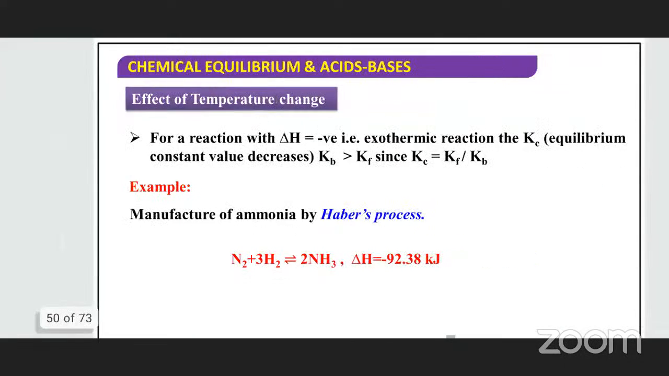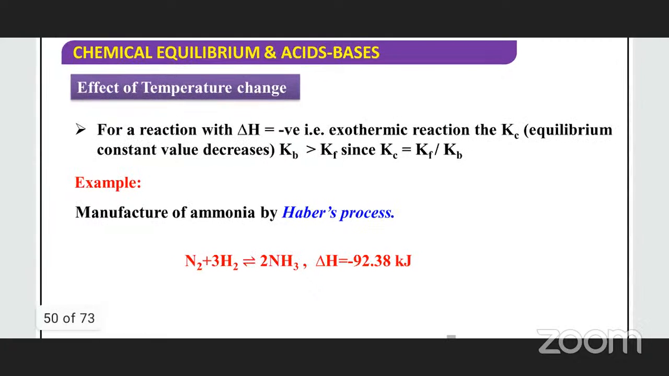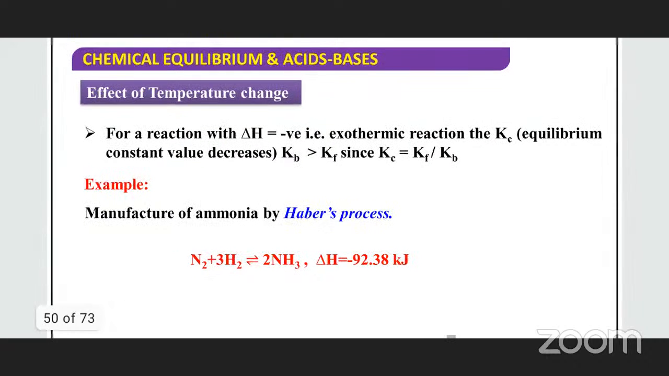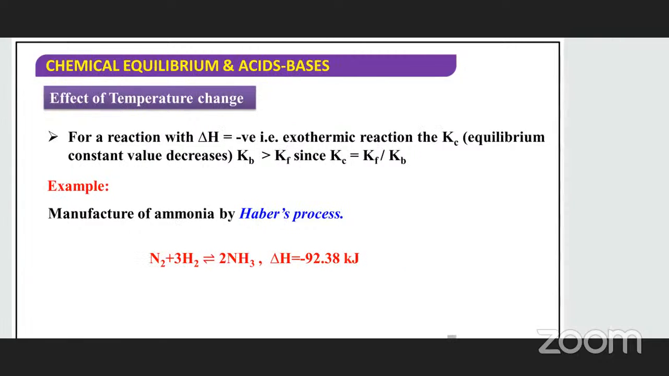Effect of temperature change. For a reaction with delta H value negative, an exothermic reaction, the Kc equilibrium constant value decreases. Kb is greater than Kf, since Kc is equal to forward reaction rate by backward reaction rate. Example, manufacture of ammonia by Haber's process. N2 plus 3H2 gives rise to 2NH3. Delta H is equal to minus 92 kilojoules.